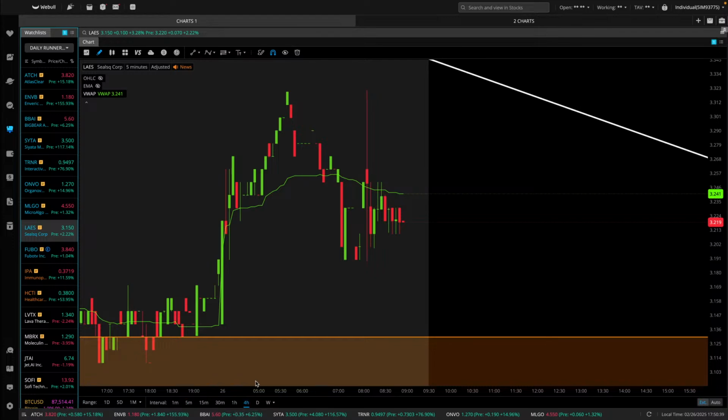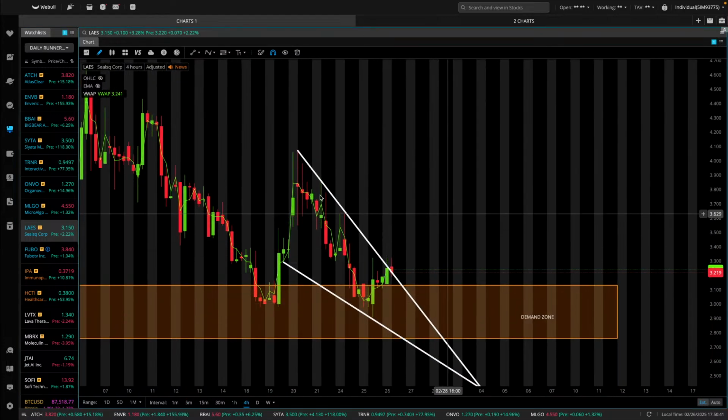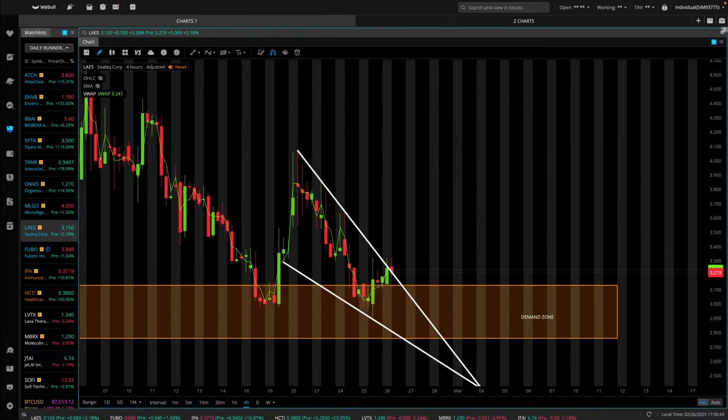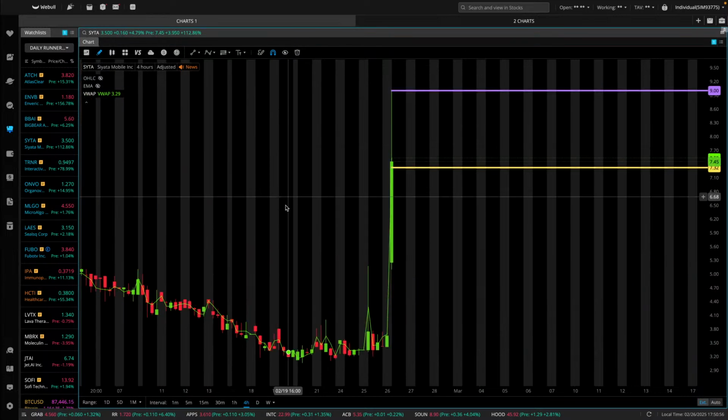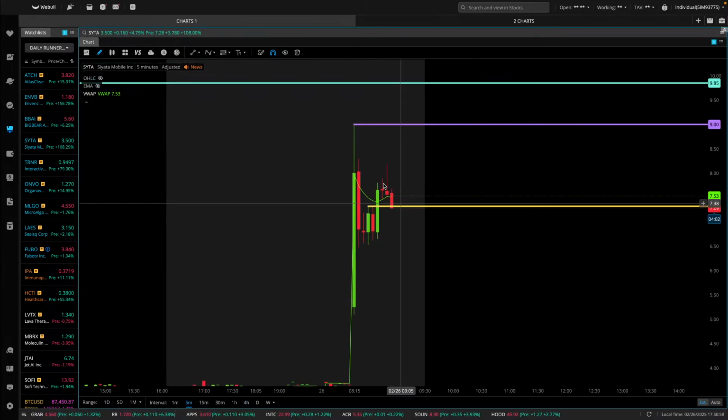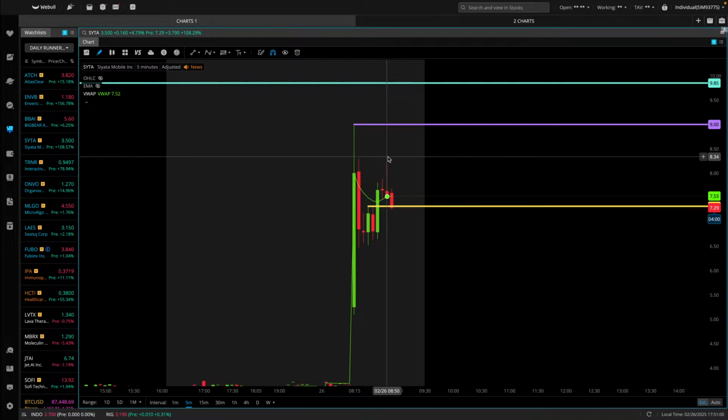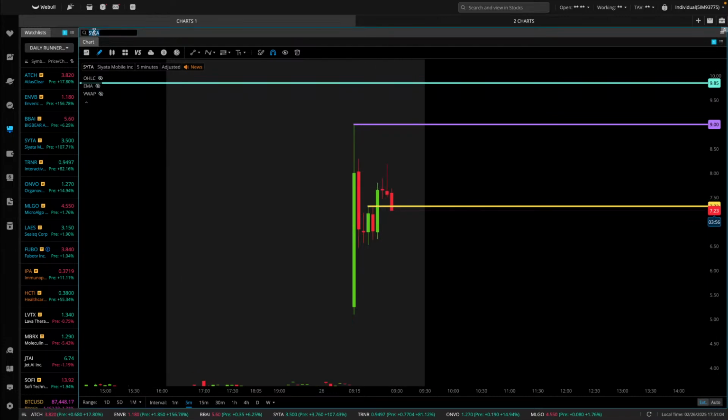Lays is looking good on a larger time frame. It's bullish, same as BBAI. We'll see if it can push to the upside. But the market does look like it's trying to push up today. SYTA. Yeah, so SYTA broke above here, then it's running, maybe retesting VWAP here. We will see. Open a position on Fubo. Good luck.